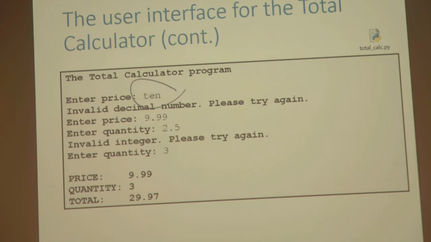So what happened in here? It went to the exception. It did not crash the program, did not do anything, because I have an exception handler. So I told it, please try again. He tried again, he wrote 9.99. It was perfect, it was accepted. Then it told him, enter the quantity. The quantity was how much? 2.5. Is there a quantity of 2.5? It should be an integer, right? So it told him invalid integer, please enter again.